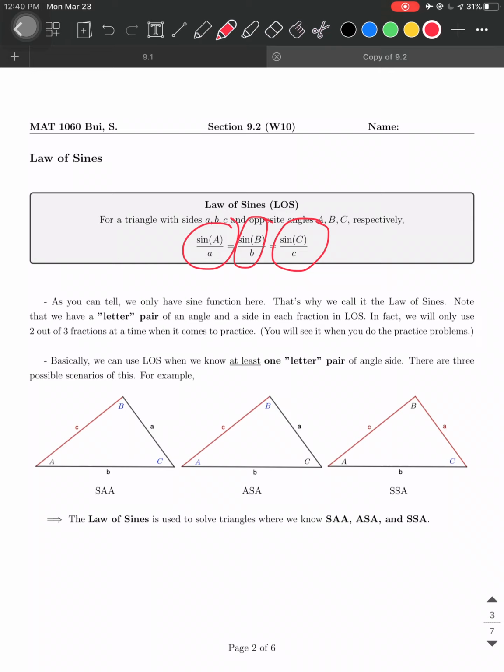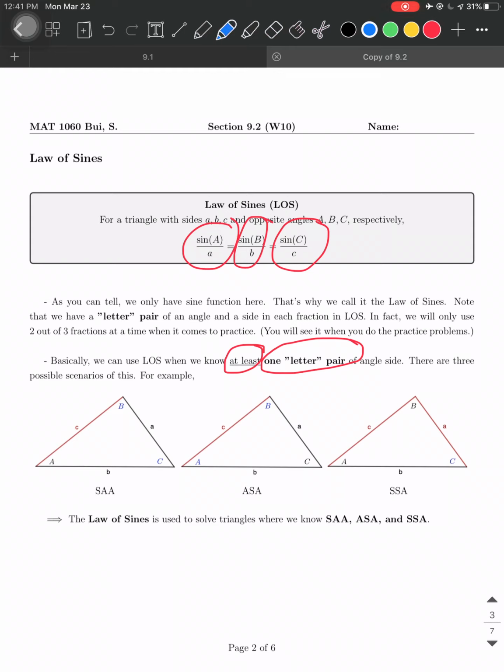Next, what are the applications of the law of sines? What do we learn it for? Why do we need the law of sines? Before we talk about the scenarios, a quick heads up: for the law of sines, as long as we know at least one letter pair, it will work. What do I mean by one letter pair? You will see it in a minute. So let's talk about the three scenarios for the law of sines.